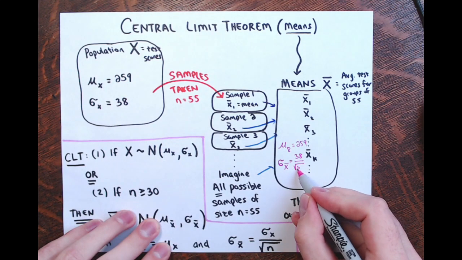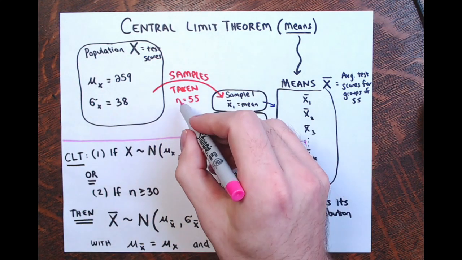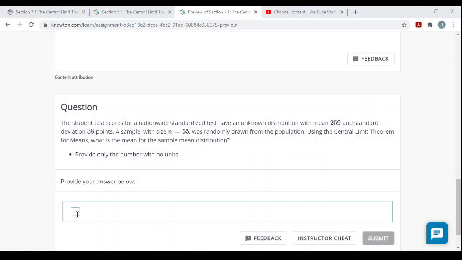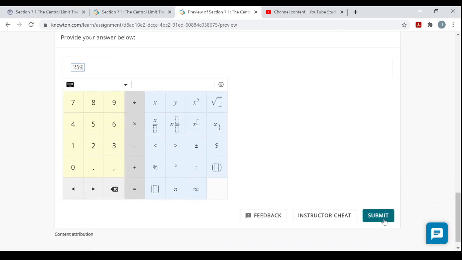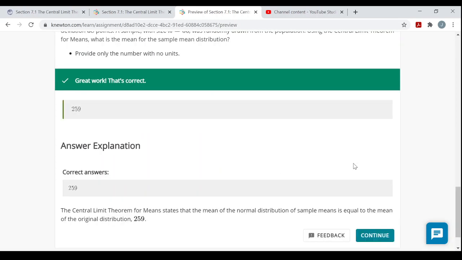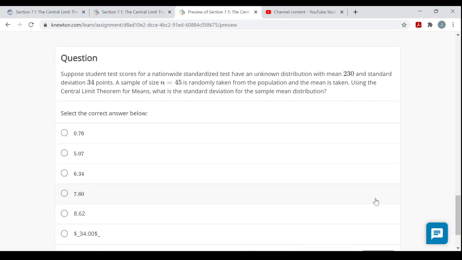Divided by the square root of the sample size that we took, which is 55. Now they're only asking for the mean, so the mean of those x-bar scores will be 259, the same as the mean of the original population. And I'll draw some pictures of distributions coming up too.